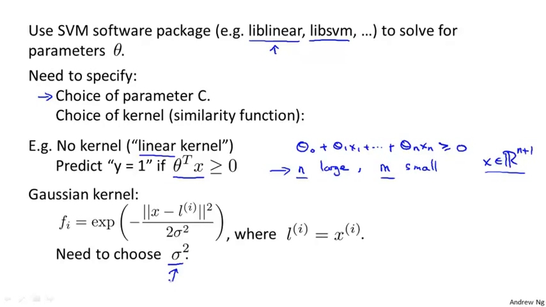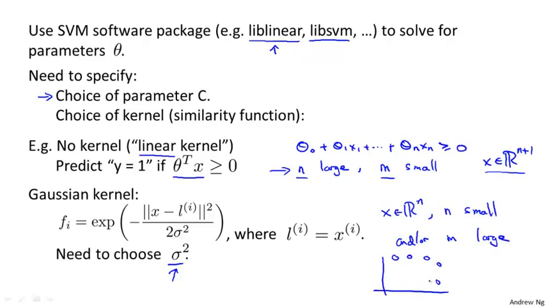So when might you choose the Gaussian kernel? Well, if your original features x are in R^n, and if n is small, and ideally, if m is large, right? So that's if we have, say, a two-dimensional training set, like the example I drew earlier. So n is equal to 2, but we have a pretty large training set.